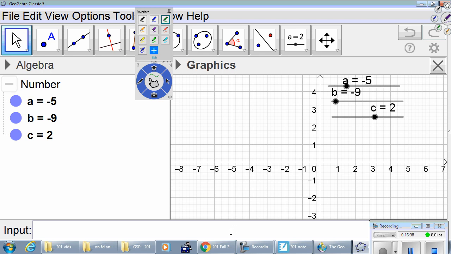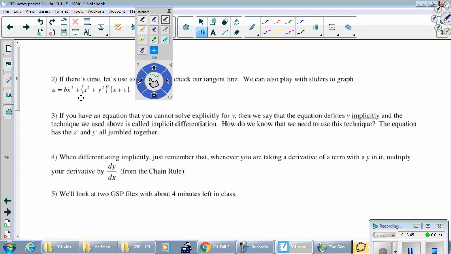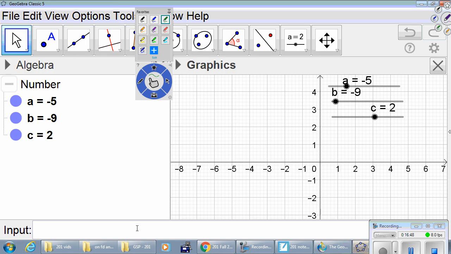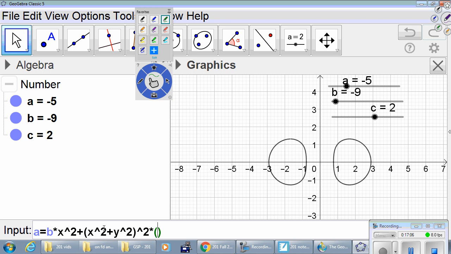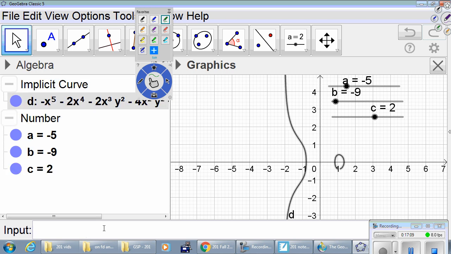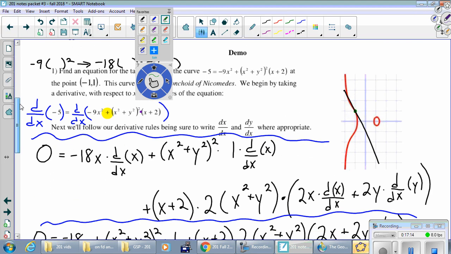Okay, great. Then I just type exactly what the equation was on this page right here, A equals bx squared, all this stuff. GeoGebra is going to know I have to put a multiplication here, bx squared plus x squared plus y squared, whole thing squared. You can see it's already drawing stuff, right? It's trying to keep up with me. Look at that. And then times x plus c. Well, there you go. This is exactly the picture that we had in front of us, right? It's this thing in red.